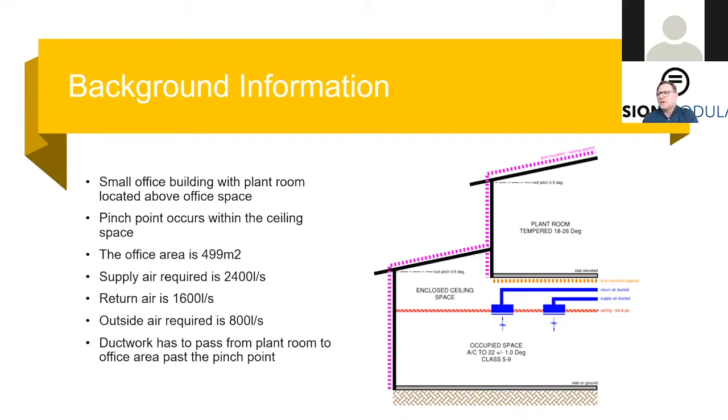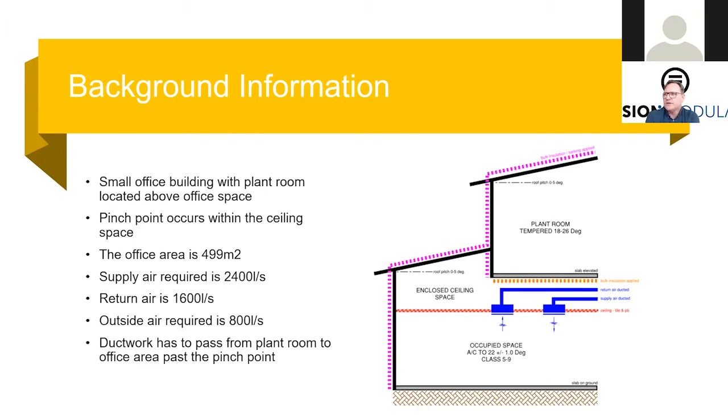As you can see in the diagram, there is a dotted line around the outside of the building which represents the envelope line. There is some insulation applied to the underside of the slab under the plant room. This may or may not be necessary depending on your building design, but in this instance there was insulation applied under the plant room slab, and the enclosed ceiling space had the ductwork and supply air into the system, into the space.